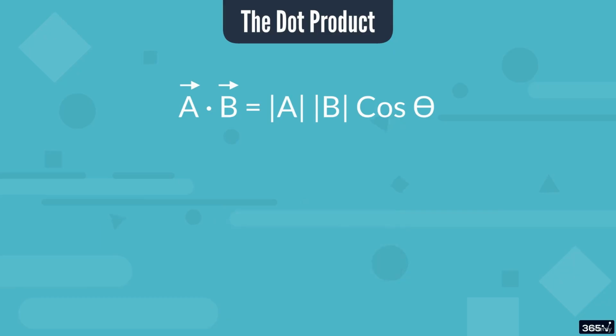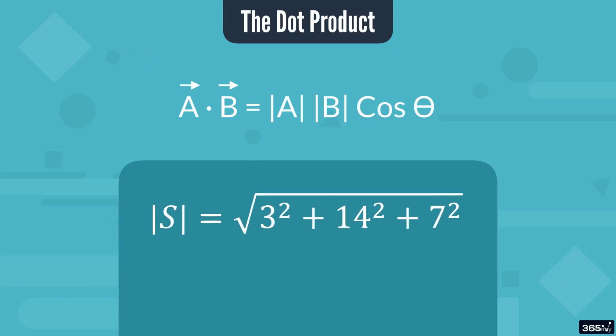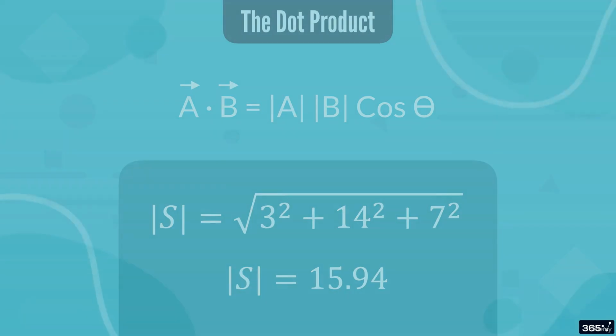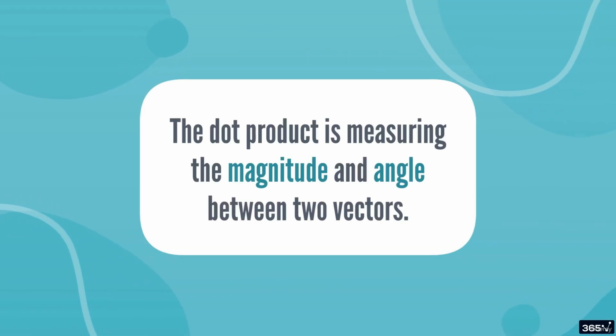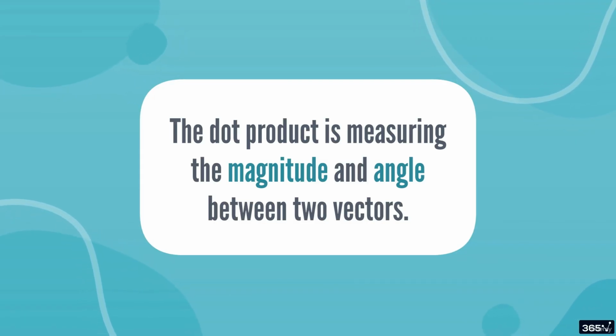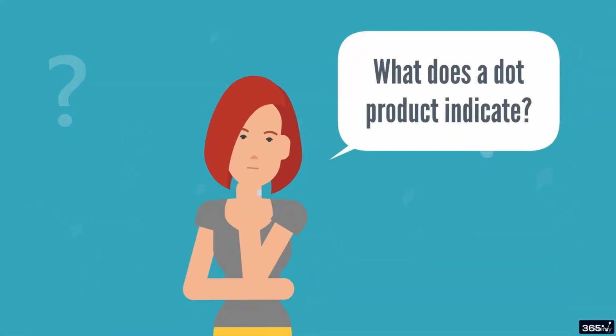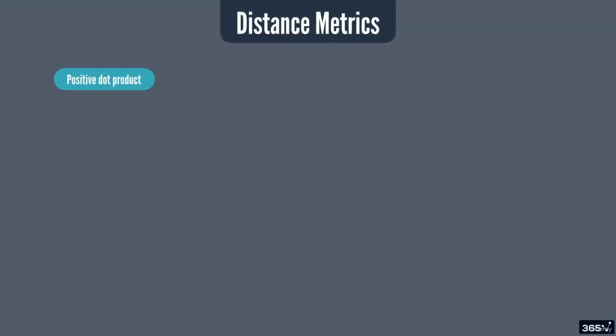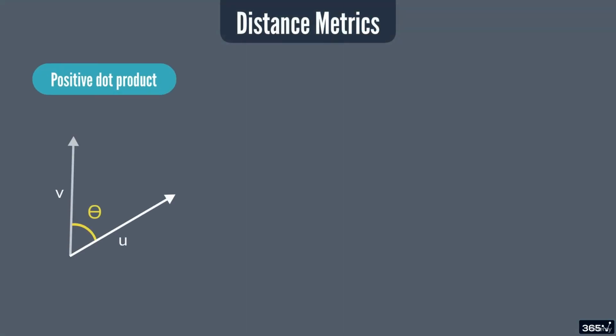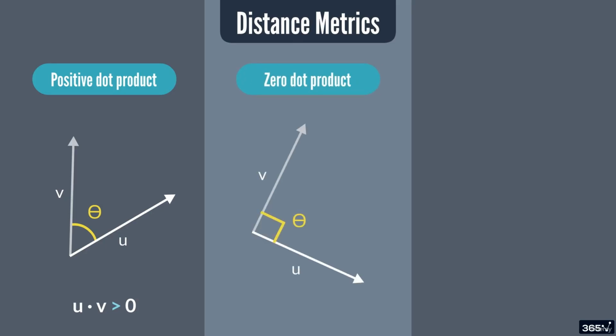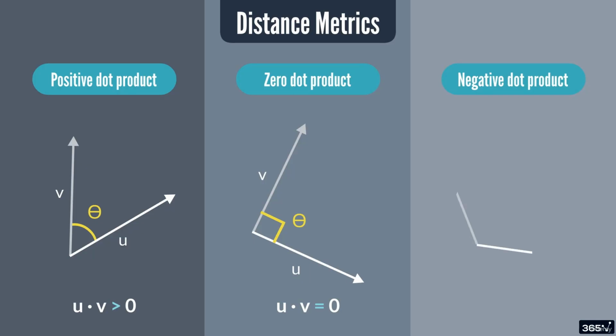The magnitude or length of a vector is the square root of the sum of each scalar squared. So for a vector s, we'd have a magnitude of 15.94. Pay attention to the fact that we're measuring the magnitude and angle between the two vectors with the dot product. So what does a dot product indicate? A positive dot product indicates that the vectors are pointed in roughly the same direction. A zero dot product signifies orthogonality, perpendicular vectors. A negative dot product shows that they are pointed in opposite directions.